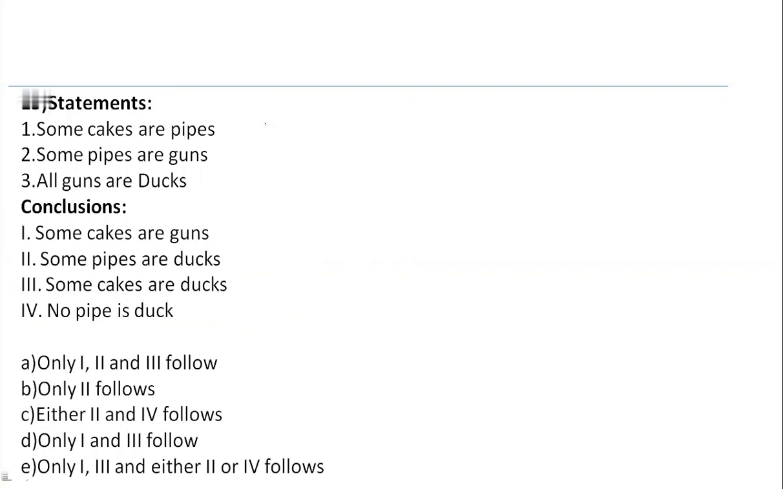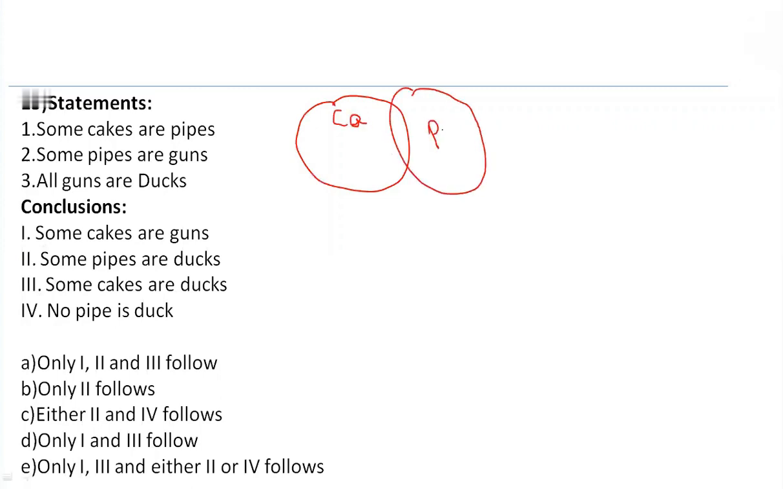Okay. One more question, guys. Let's not take more time. Exactly whatever statements are saying, draw that. Don't follow the intersection points. Some cakes are pipes. So some cakes are pipes. Done. Next. Some pipes are guns. Done. All guns are ducks. Done. Okay. So this is the diagram.